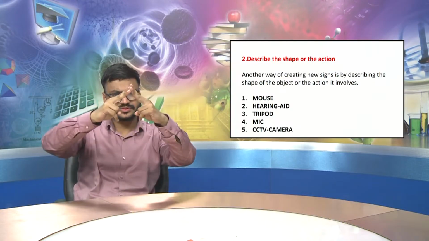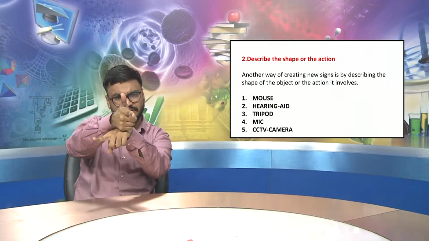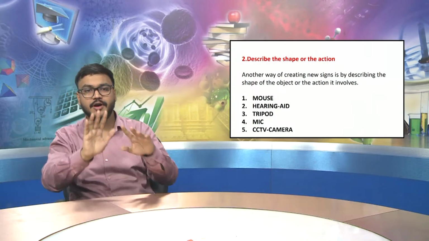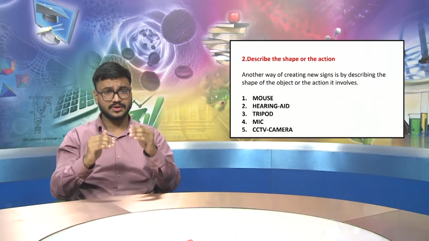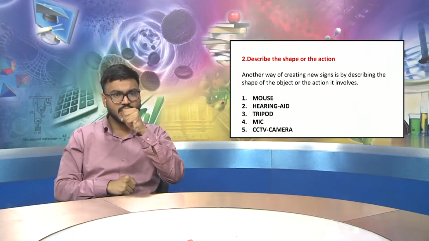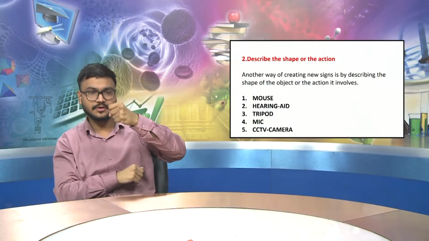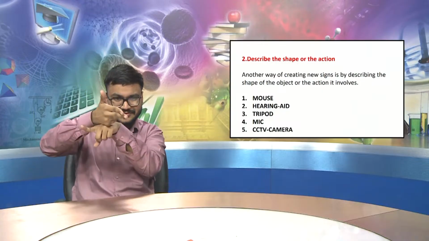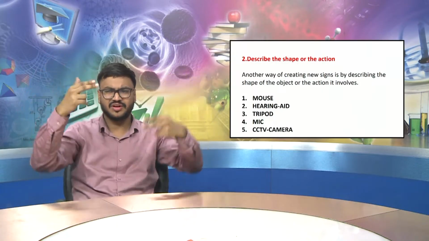Next is tripod. On visual, we can see a tripod standing on 3 poles. Next is mic. And the fifth one is CCTV camera.